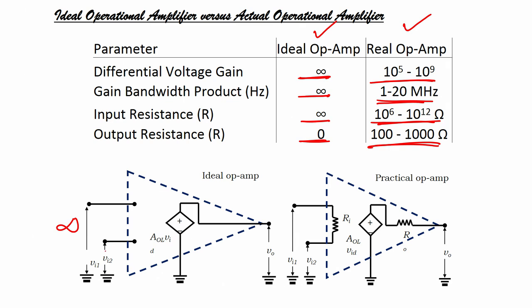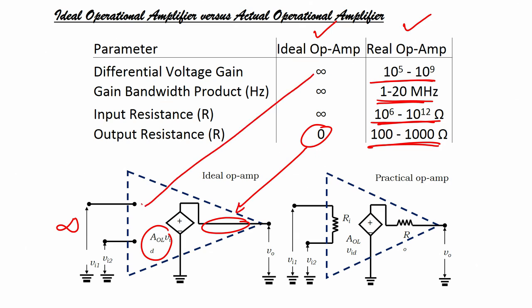So, if you apply voltage VI1, VI2, we can write like this, then you have an infinite open loop gain AOL times VID, right, and the output is connected directly. So, there is 0 resistance, right. You have to see this ideal op amp has 0 impedance, 0 resistance, differential voltage gain infinite, and input resistance infinite.